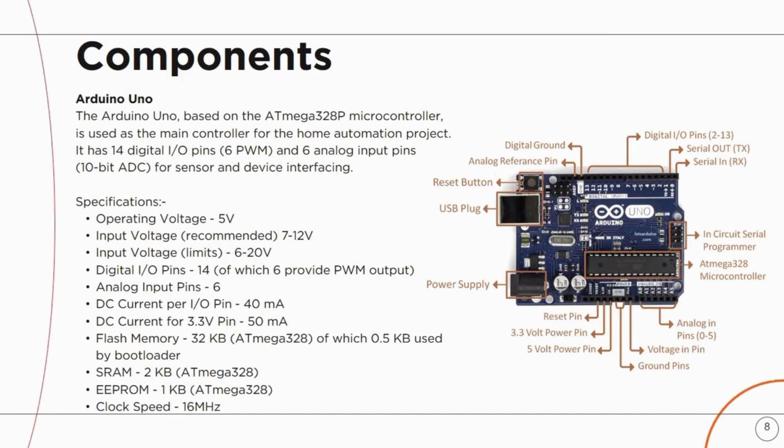Apart from these, it has 6 analog input pins, which have a resolution of 10 bits in the analog to digital converter. And these pins are used for sensor and device interfacing. The specifications of the Arduino Uno are displayed here.